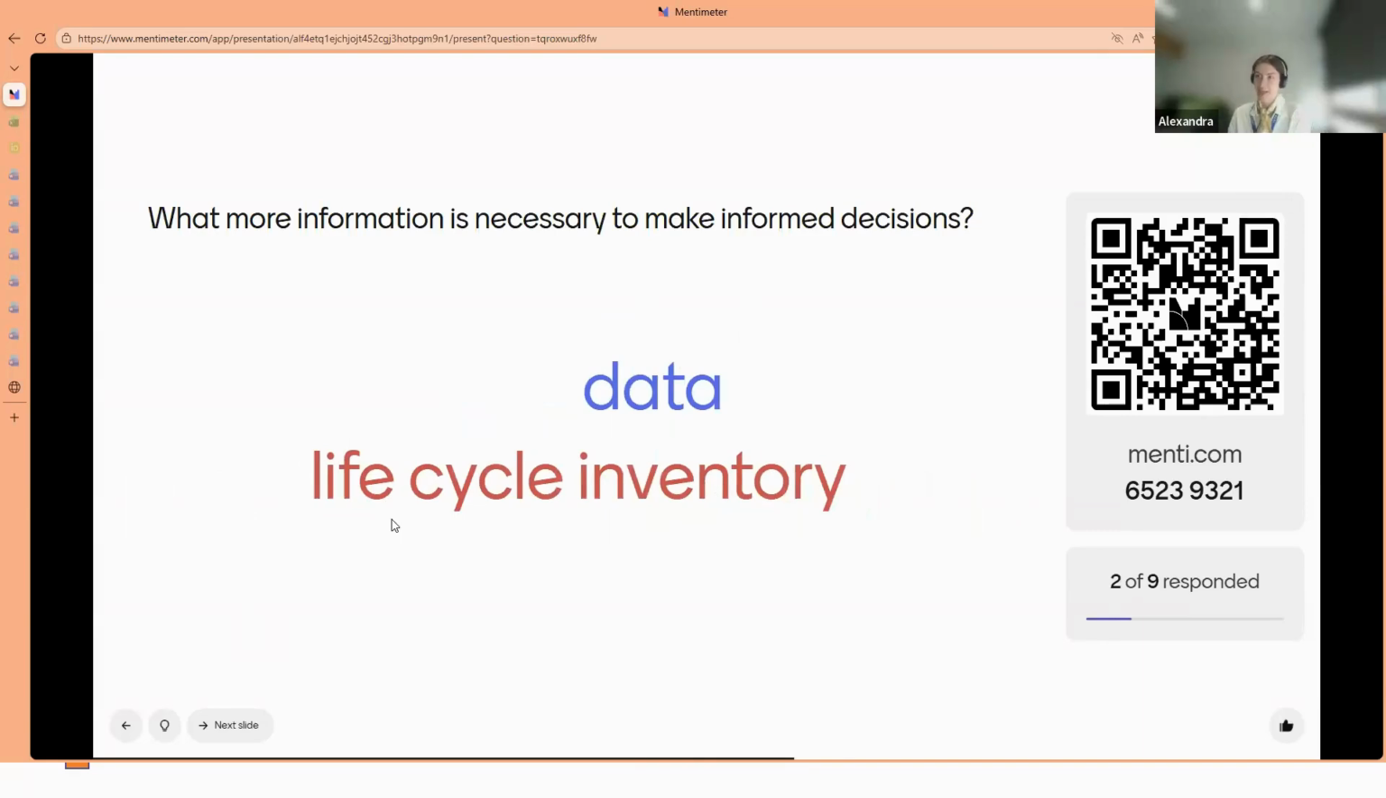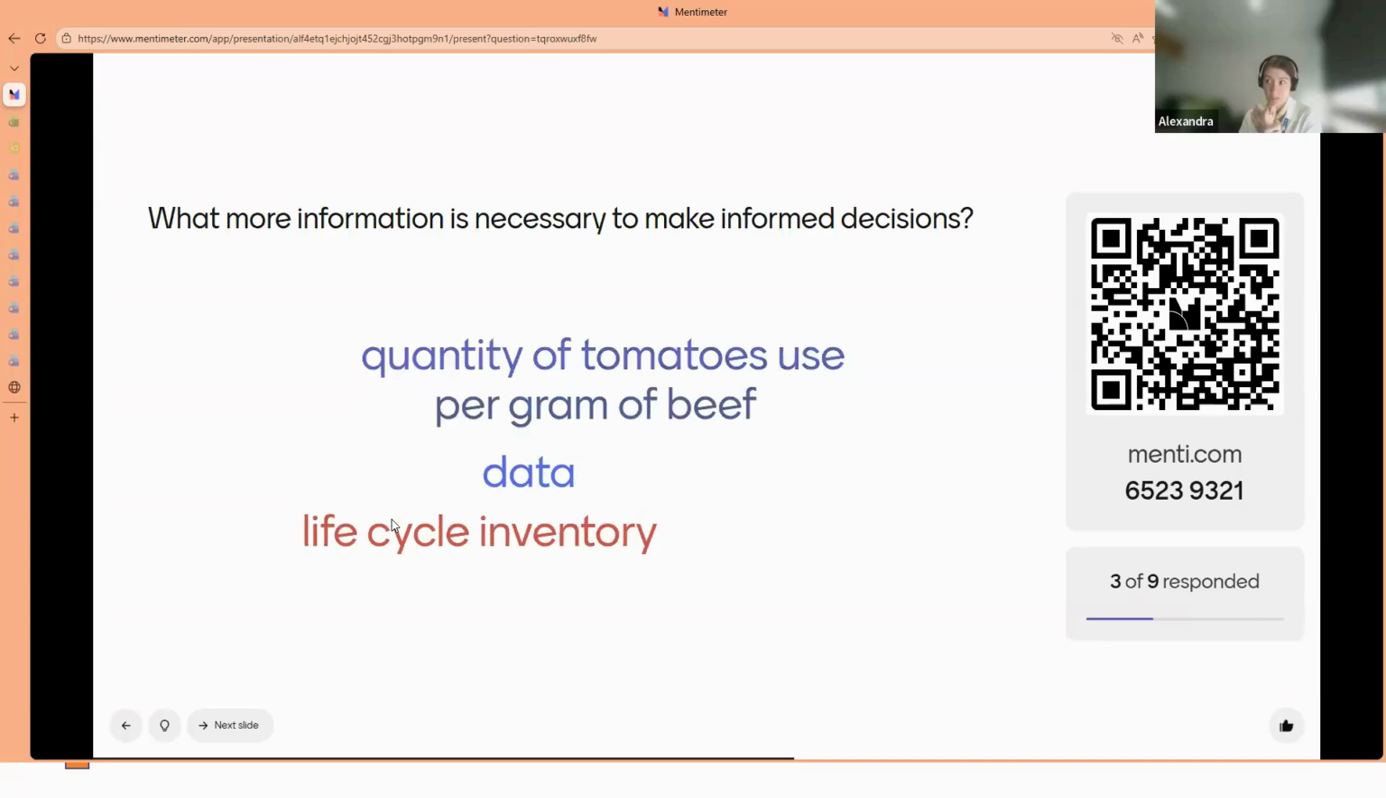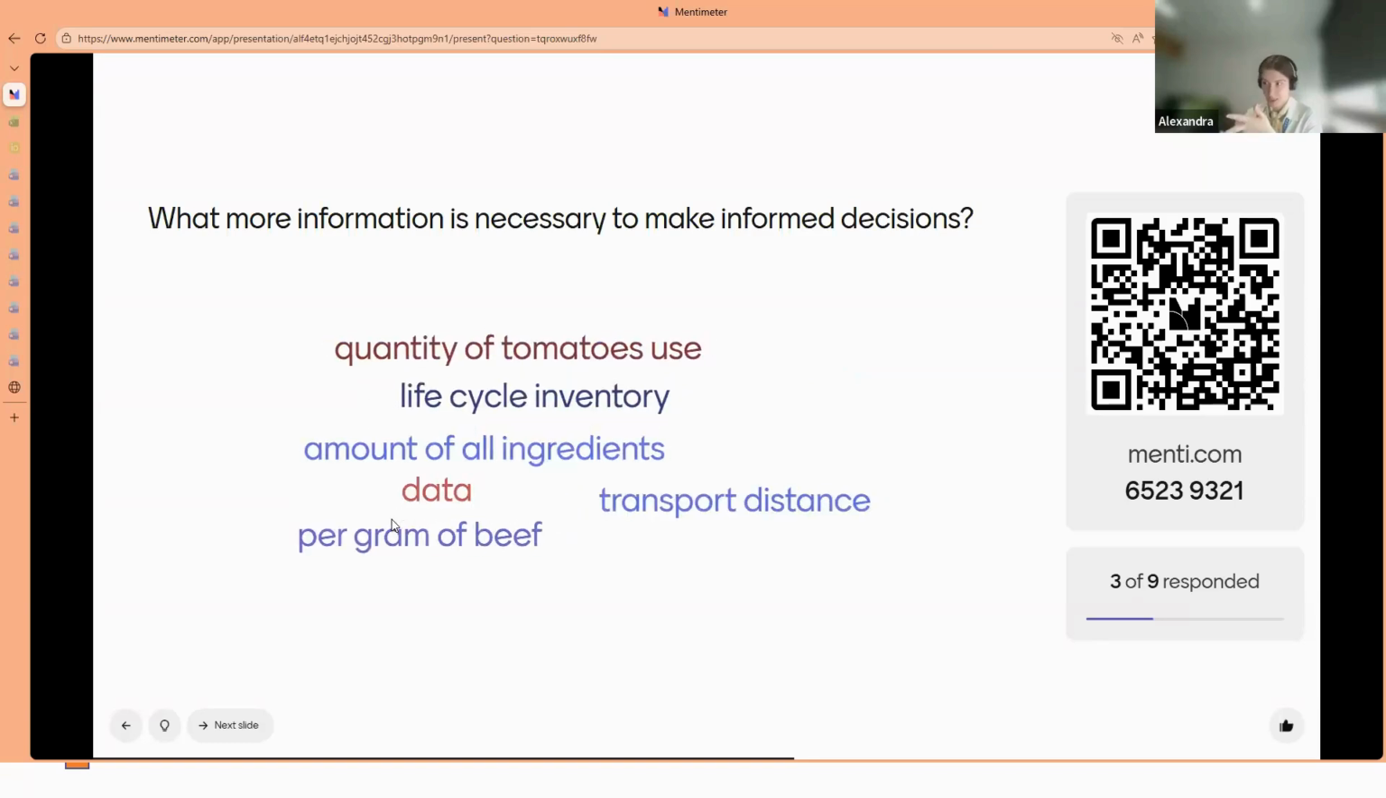Life cycle inventory is the end result of your data collection. But yes, you need more data for your life cycle inventory. But what is the specific data that you need? Quantity of tomatoes, yes. The quantity of the ingredients in general. What are other things that we need to consider? Because we're not just considering cultivation in this case. We're considering the cultivation, the transport, yes, per gram of beef, and transport distance.